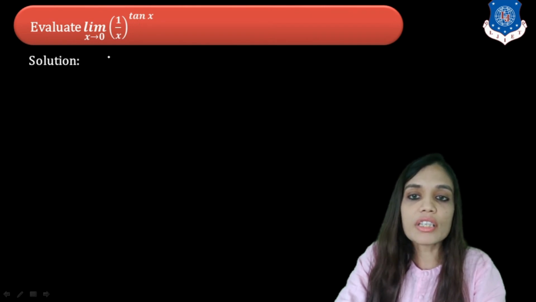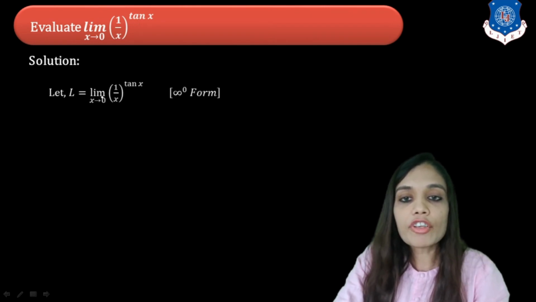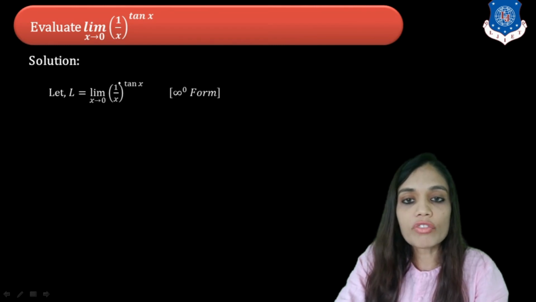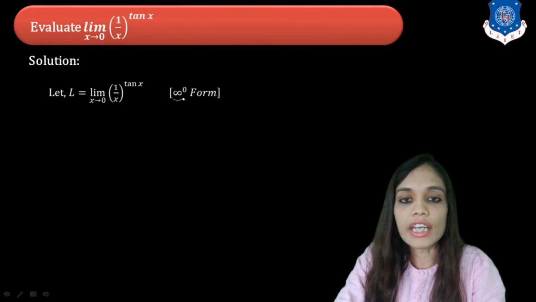So assume this as L. Now if you put x tends to 0, what will happen? 1 upon 0 will go to infinity and tan 0 will go to 0. So we are getting infinity raised to 0 form.